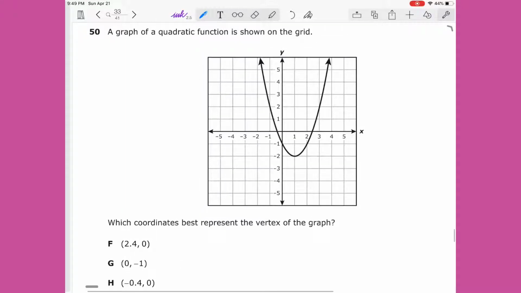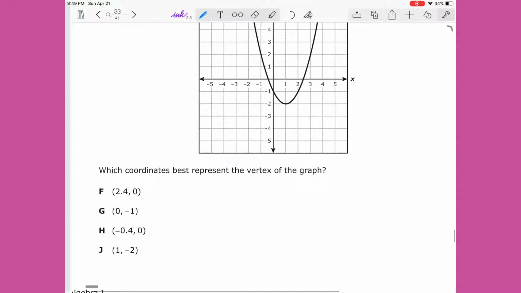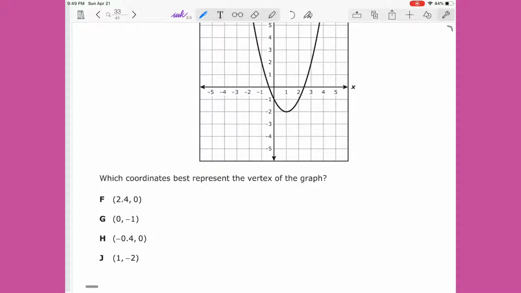Number 50, graph of the quadratic function, which best represents the vertex of the graph. So all I'm doing on this one is looking at the coordinate point there, and that's the coordinate point 1, negative 2, and that's our vertex. So that is our answer choice J.